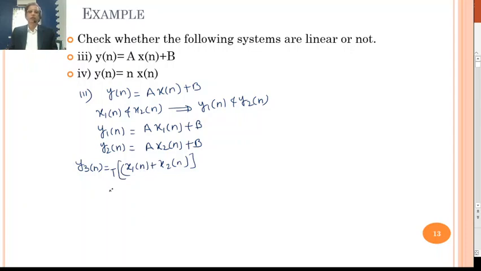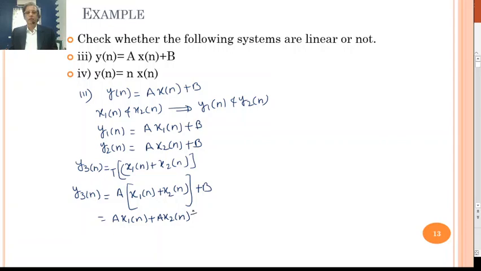response due to this. Means to find out this y3(n), we will replace x(n) by x1(n) plus x2(n). Means this is a times x1(n) plus x2(n) plus b, and that equals a x1(n) plus a x2(n) plus b.